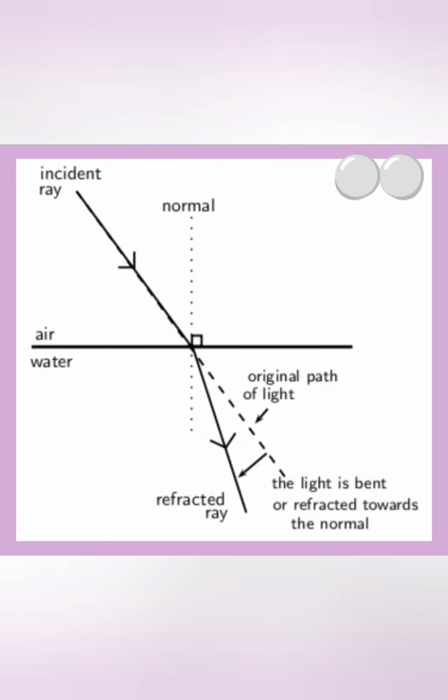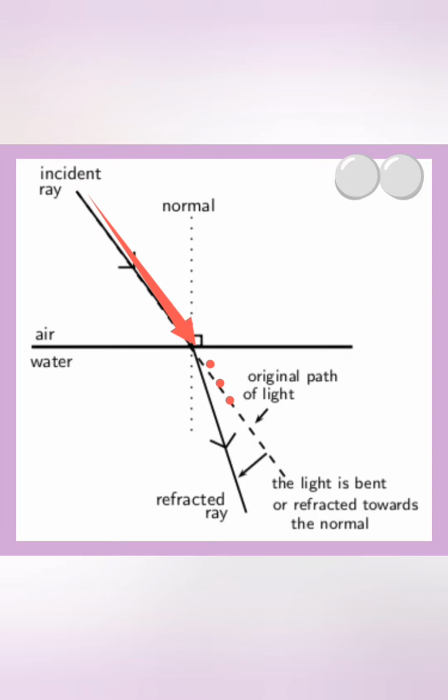And when it is moving from rarer to denser, the light ray bends closer to the normal, towards the normal. So this is the normal here and the light ray. But when we trace the actual light, this is the incident ray.